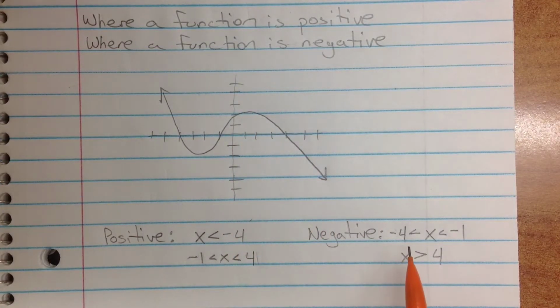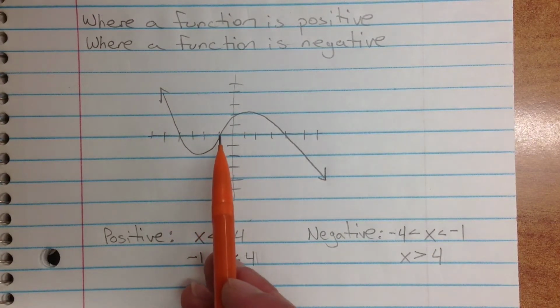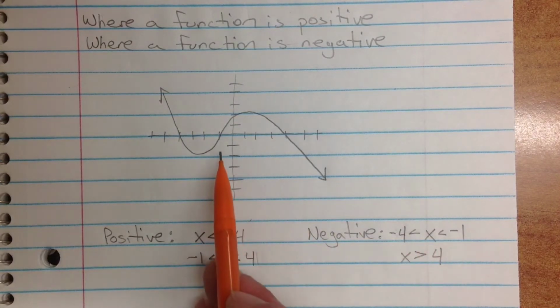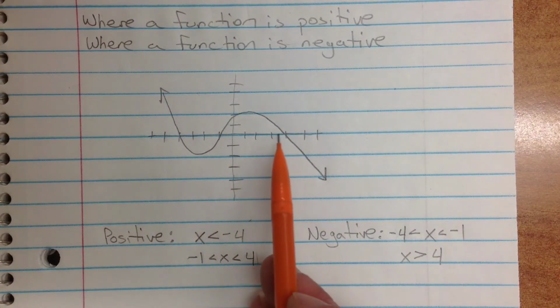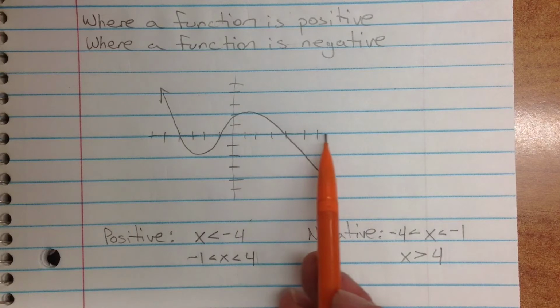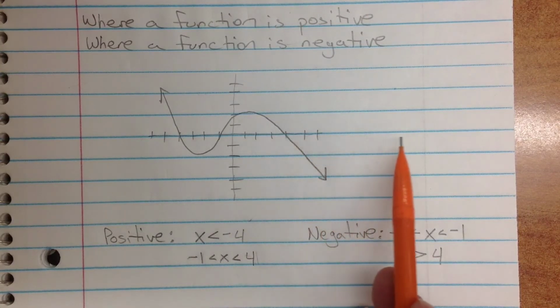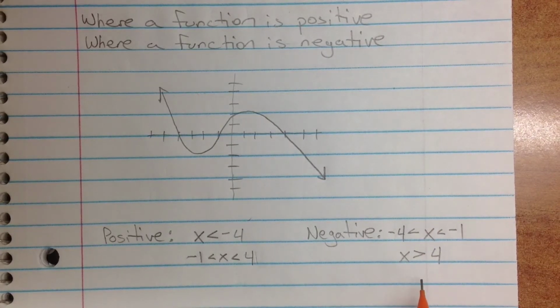Your function is positive right there. Flip it around. Where is it negative? Down here below the x-axis. So from negative 4 to negative 1, when x is between negative 4 and negative 1, then you have a negative part of your function. And then also from 4 to infinity, it's never going to come back, going on and on forever. As x keeps getting bigger, all of those values are going to produce negative y values.